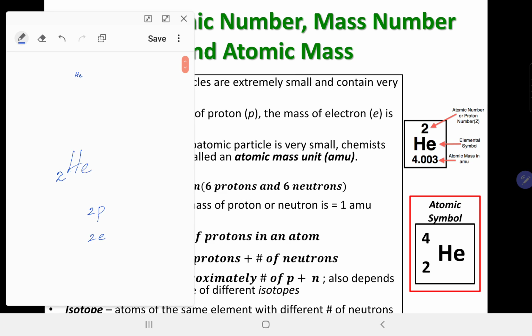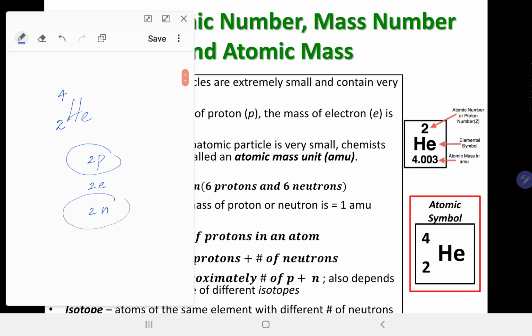And how many neutrons does it have? It could be different, but for this example, let's say it has 2 neutrons. So let's say you have taken a helium atom, and it has 2 protons, 2 electrons and 2 neutrons. So what is the mass number of this helium atom? You just simply have to add the number of protons and neutrons. So the mass number will be 4.